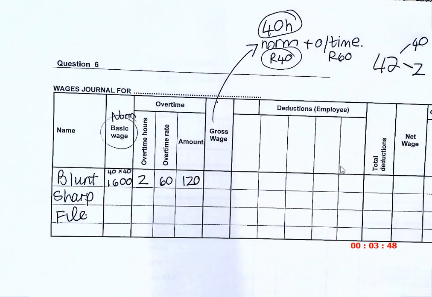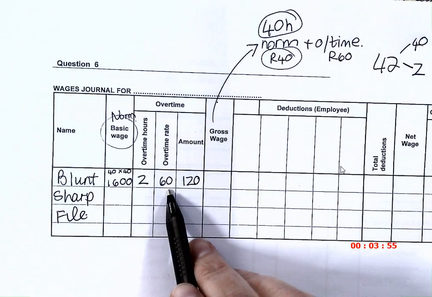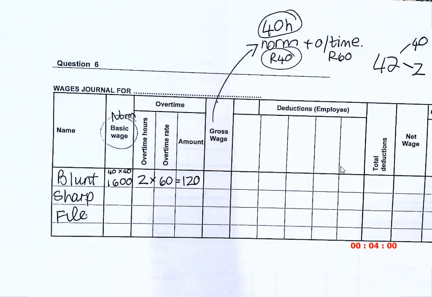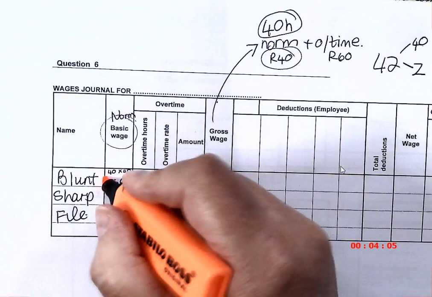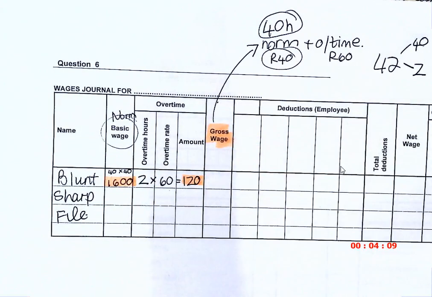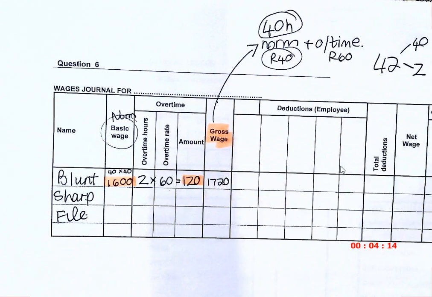Okay. So 2 hours is overtime. What does he get for overtime? 60 Rand an hour. So 2 times 60 gives me 120. So the gross, I'm going to take the basic and the overtime to give me the gross. So that's going to be 1,720. Yes. Daylight robbery.